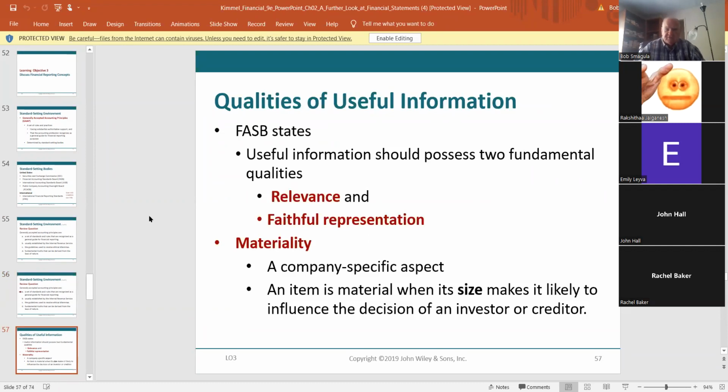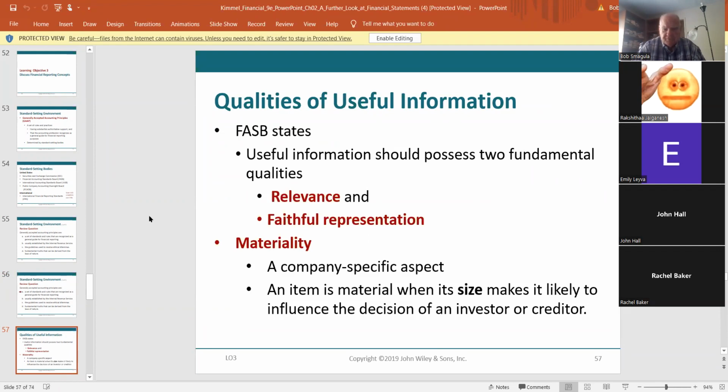FASB, qualities of useful information. You see the word relevance, faithful representation. These are definitions from the world of GAAP. They have very specific meanings, and on your test, inevitably, you might get asked about some of these, okay? A true or false question, okay?